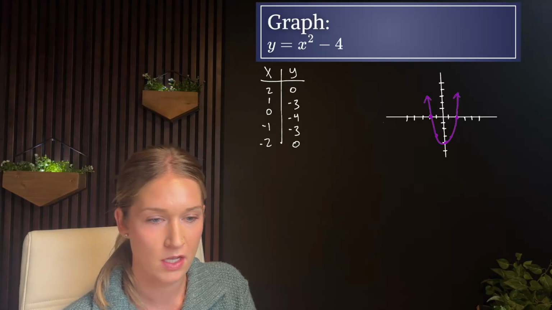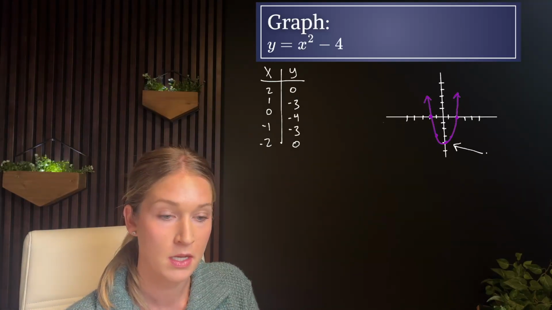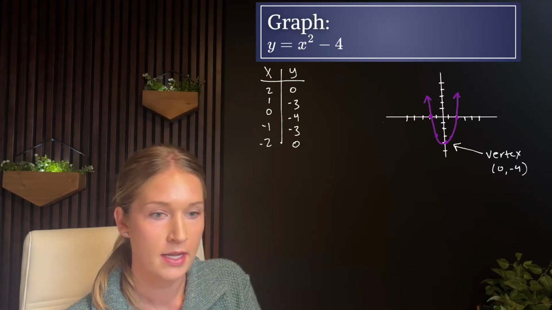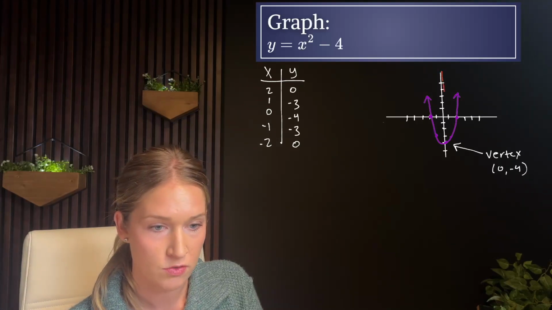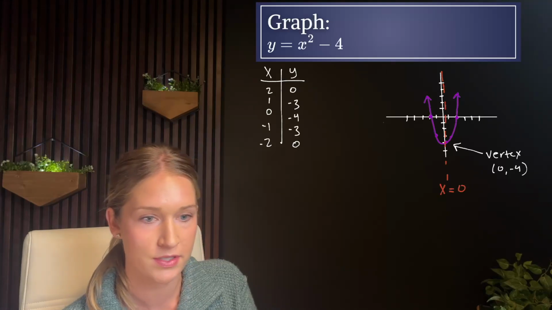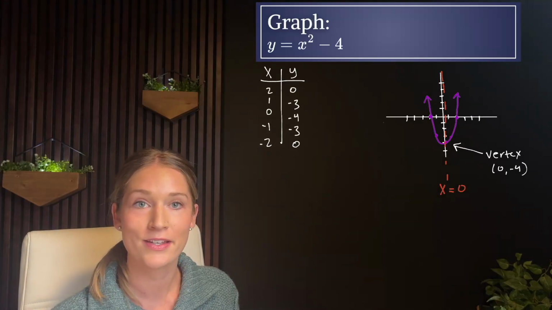We did briefly touch on your vertex last time. So here my vertex is at the point 0, -4, and then my axis of symmetry drops straight down the middle through that vertex, and that's the equation x equals 0. So here is your parabola.